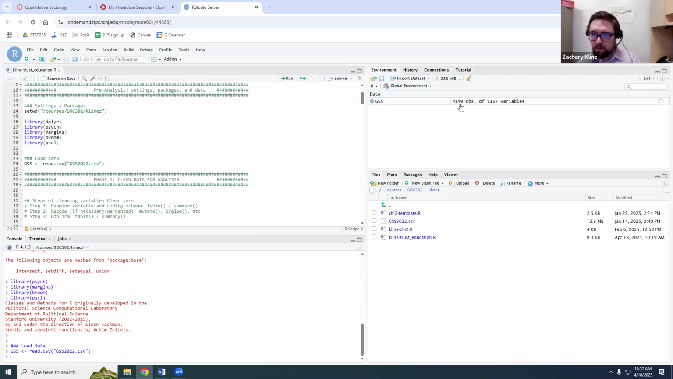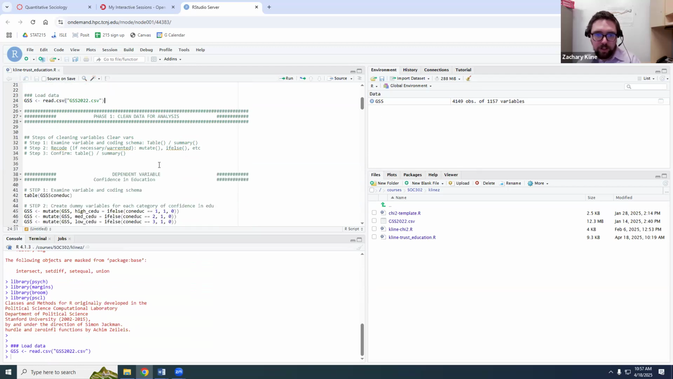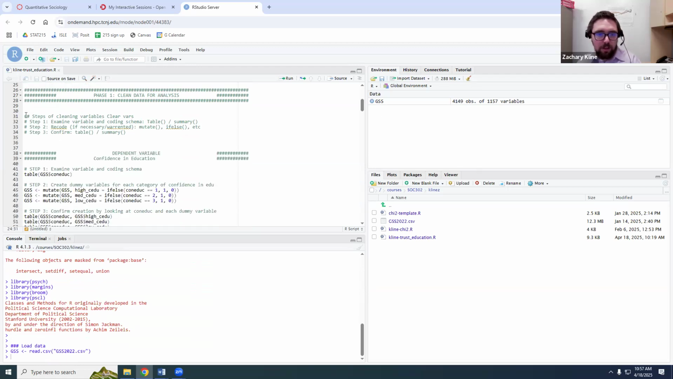So GSS 2022, we have around 4,000 observations. We're going to be following these 3 steps for each of our variables that we're cleaning. First, we're going to examine the variables and the coding schema using the table or summary command or any of the other commands we've looked at. Then we're going to recode if it's necessary or warranted. We could use mutate, we could use ifelse, you can use case_when. There's a few different ways we've looked at how to do recoding if we need to.